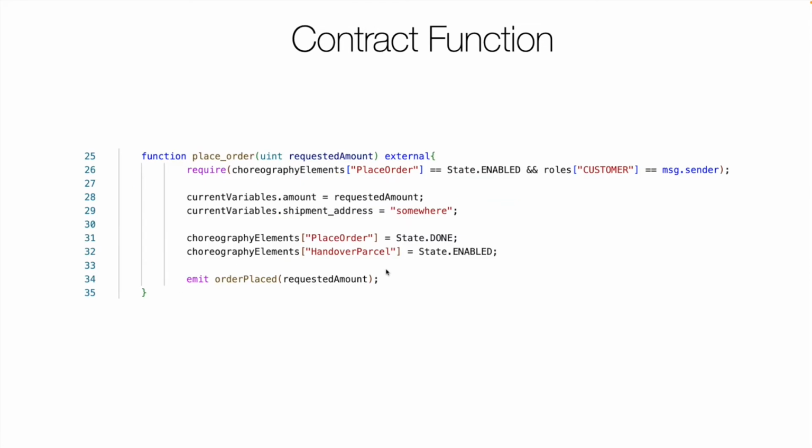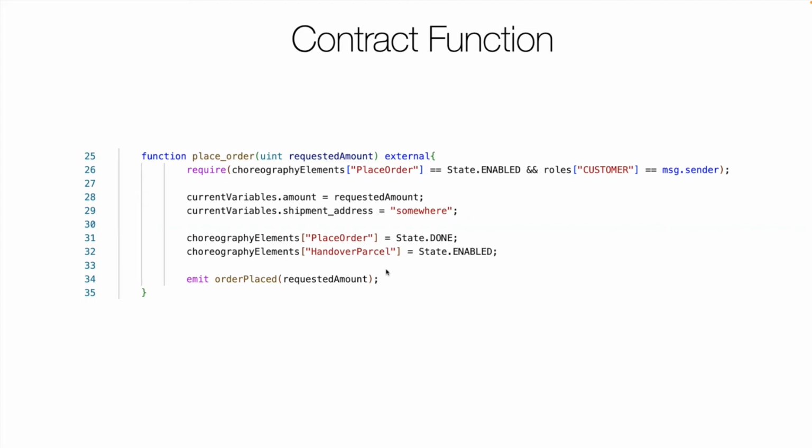Now we have the contract function, for example place order, which represents the choreography element we've seen before. This function will be called by the user from the outside, and they will pass the requested amount they want. First, we do a precondition. We check that the current state we're trying to call is enabled, and also the customer who is really calling this function.